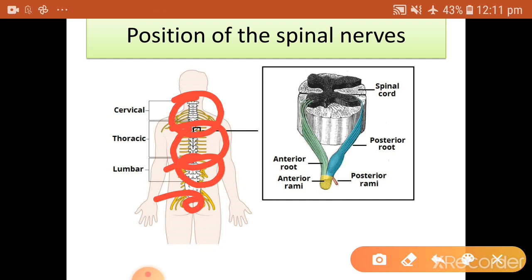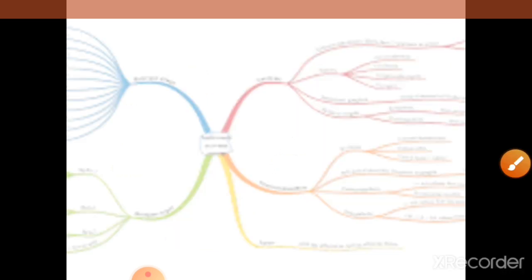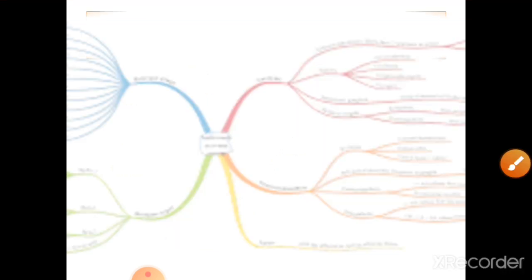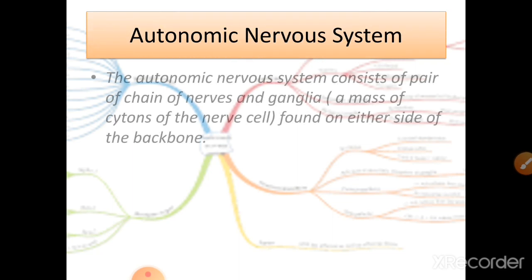So these are the 31 pairs of spinal nerves. You can see here how they come from the spinal cord. This is the spinal cord, and this is how the nerves emerge from the spinal cord. Now we move on to the autonomic nervous system.